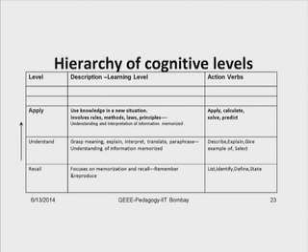Now coming back to the next two levels. Since we now know the recall and understand levels, the third level is the apply level. The apply level means the knowledge is used in a new situation.